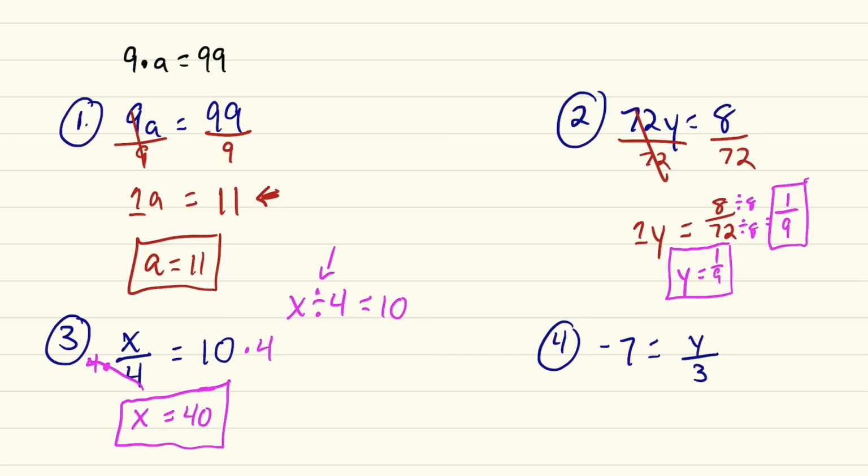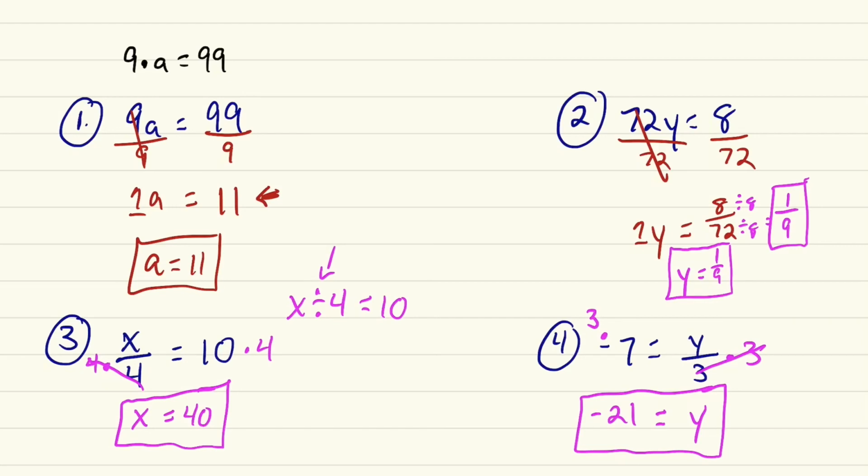To solve that, since I'm dividing by 3 in the problem, I'm going to multiply by 3 on both sides to solve. The 3's cancel out, leaving me with y on the right-hand side. -7 times 3 is -21. Yes, it's okay to get negative answers, and now we've solved the problem. So, now we have seen several examples of using multiplication and division to solve problems, and that should get you through most of the problems, if not all of the problems, in 4.2.